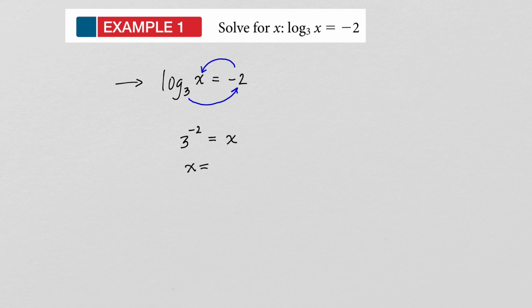Okay? So what would x have to be then? Well, x is 3 to the negative 2. But we know that 3 to the negative 2 is 1 divided by 3 to the positive 2. And that's equal to 1/9. So x would have to be equal to 1/9.